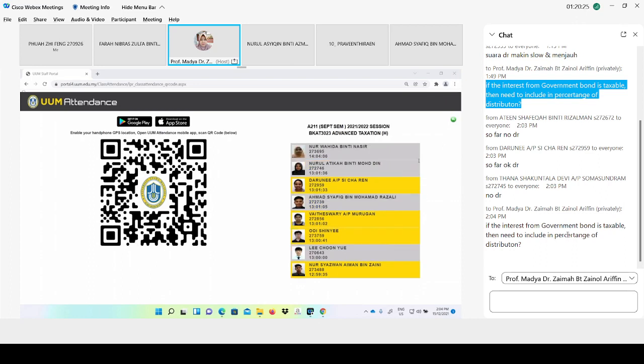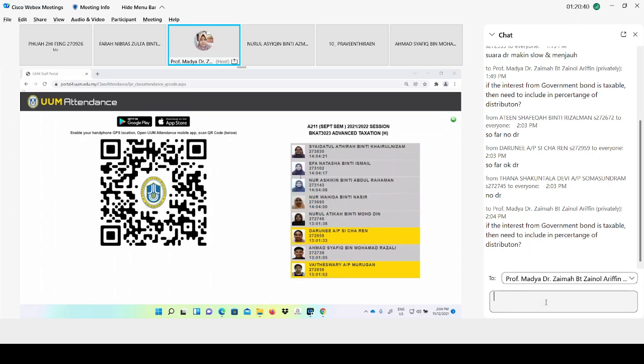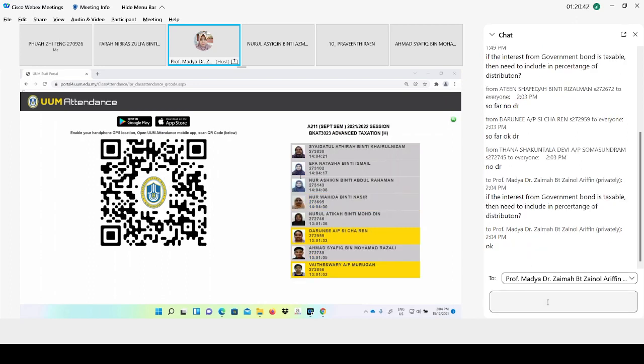Wait, what is this? Wah, if the interest from government bond is taxable, why taxable? It's not taxable. Interest from government bond is not taxable. It's not taxable.